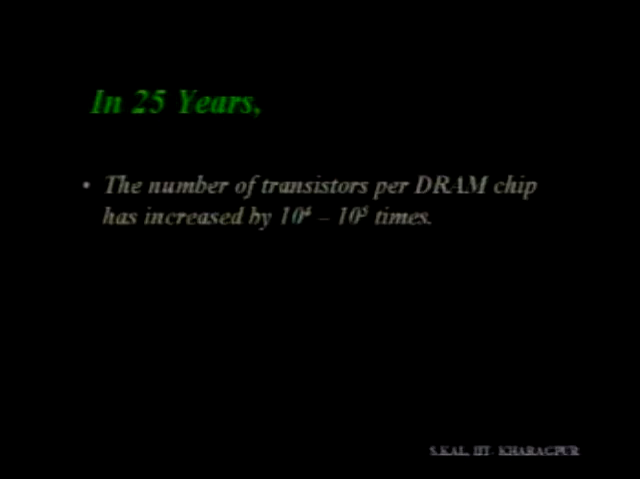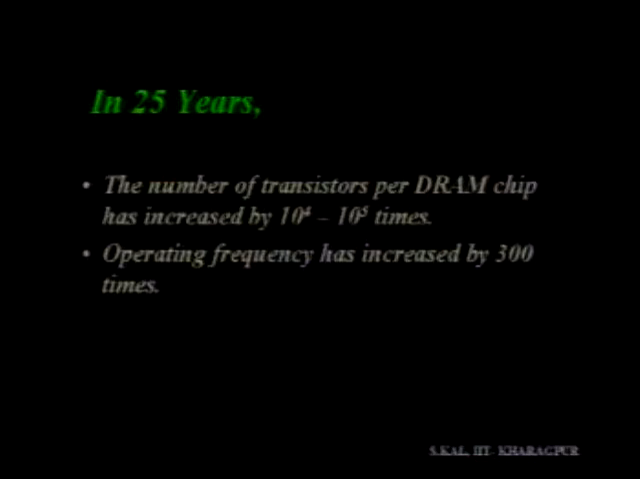So we have seen in the last 25 years, the number of transistors per DRAM chip has increased by 10 to the power 4 to 10 to the power 5 times. DRAM, you know, is a dynamic RAM chip. Always we refer to some particular chip in order to evaluate or judge how much integration there is and how the technology has progressed. So here people always refer to the DRAM chip for the progress of microelectronics.